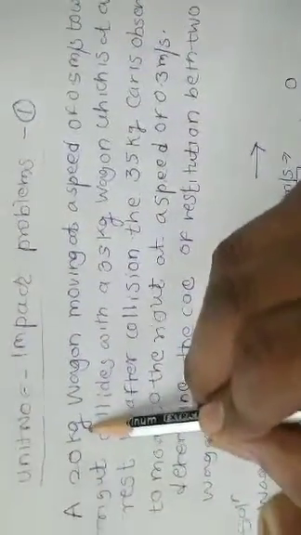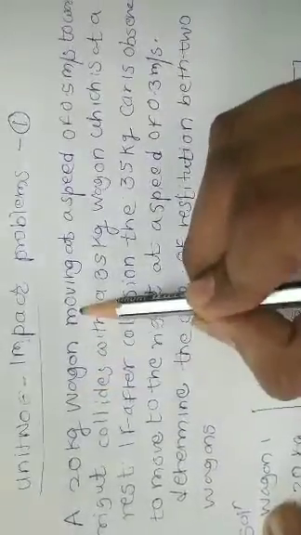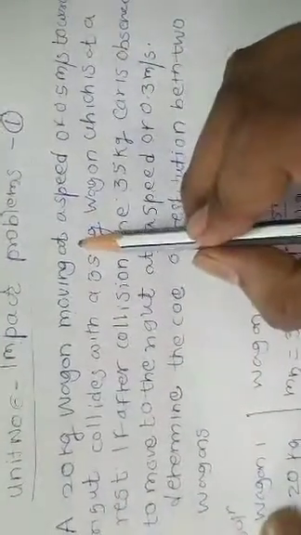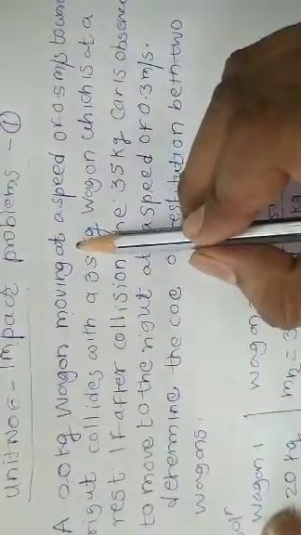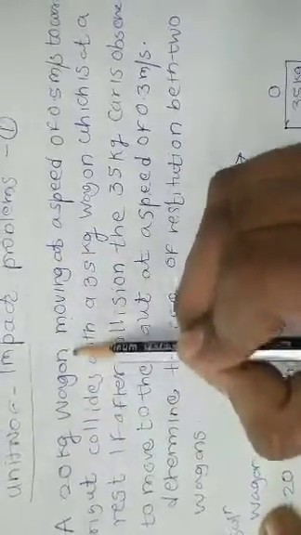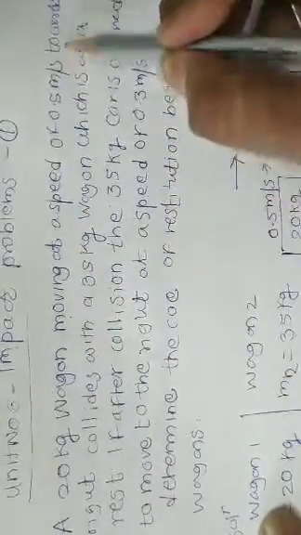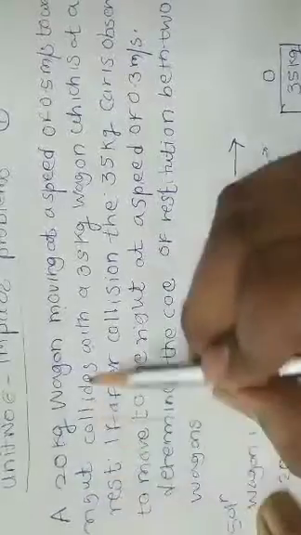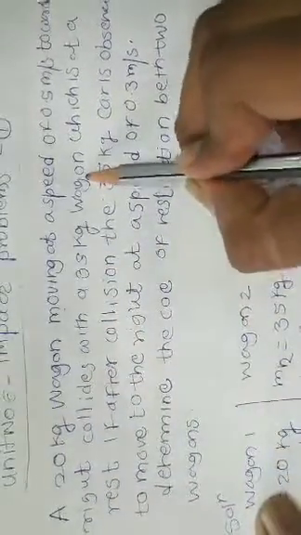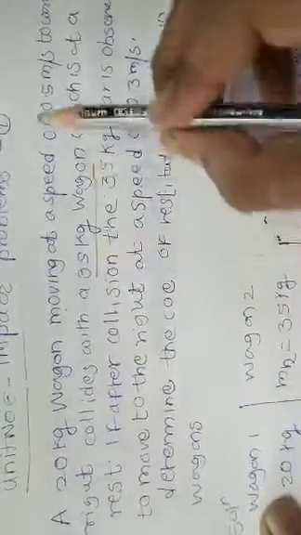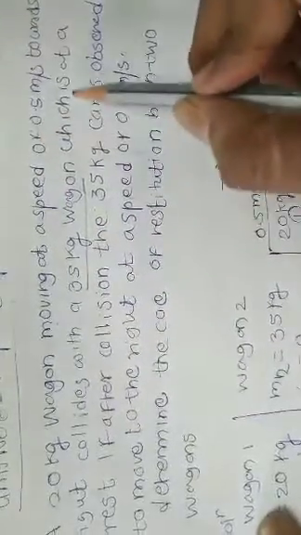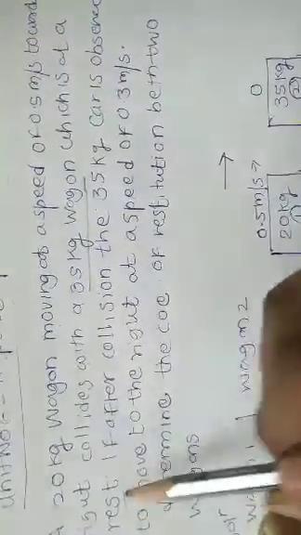Problem on impact. I will read out the problem statement. A 20 kg wagon, which means a railway vehicle that carries goods, moving at a speed of 0.5 meter per second towards the right, collides with a 35 kg wagon, which is another wagon whose mass is given, which is at rest.